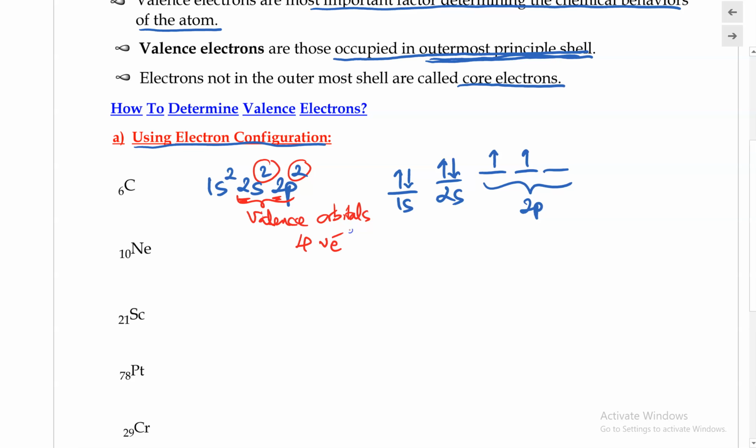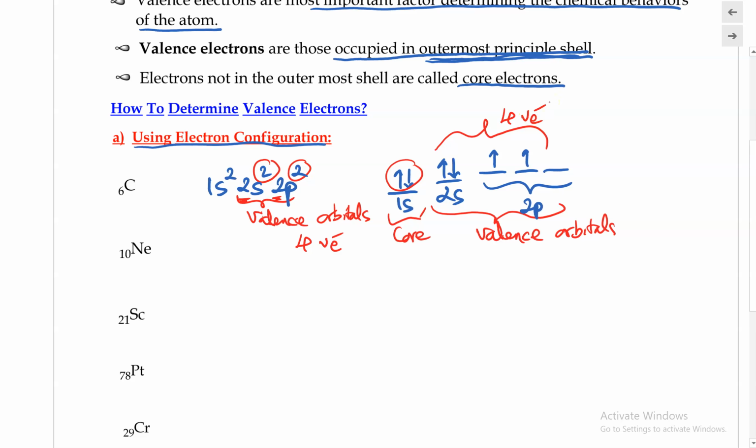Similarly, we can also use the orbital diagram to determine the valence electrons. In this case, these orbitals right here, there are 4 of them, and again we can call these the valence orbitals. Versus this one, we can call the core, and the electrons in it would be called the core electrons. So here we can see there are 2 core electrons and 4 valence electrons. Quite easy to determine how many valence electrons an atom would have.